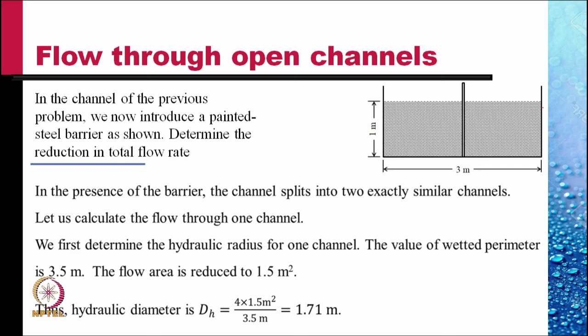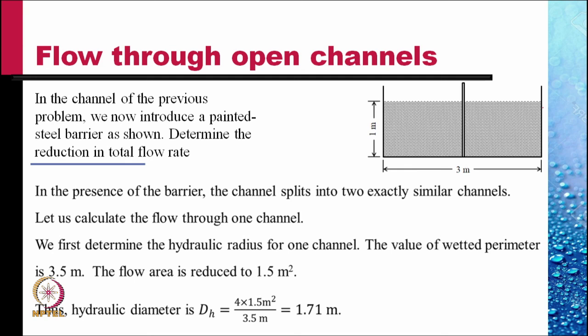We extend this a little further. In the channel of the previous problem, we now introduce a painted steel barrier in the middle, as shown. Just erected a thin barrier in the middle. Determine the reduction in flow rate.